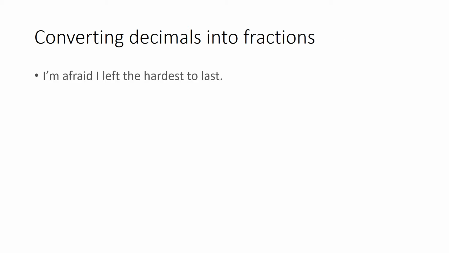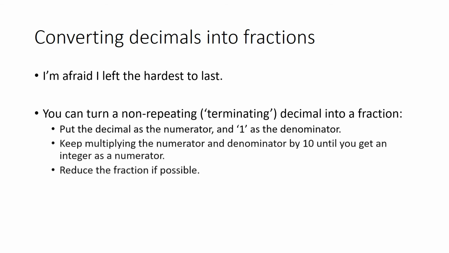Turn a decimal into a fraction though. I did leave this to last because it's a bit harder. So if you've got a non-repeating decimal, like 0.5 or 0.25, you can turn it into a fraction by putting the decimal number as the numerator and putting the denominator as 1. Anything divided by 1 is itself, so you can always put something into a fraction with 1 at the bottom.